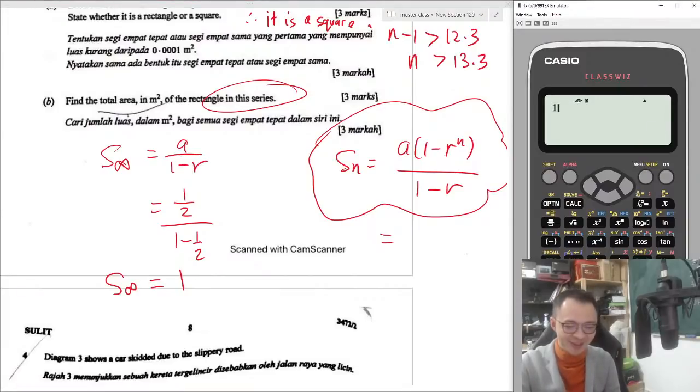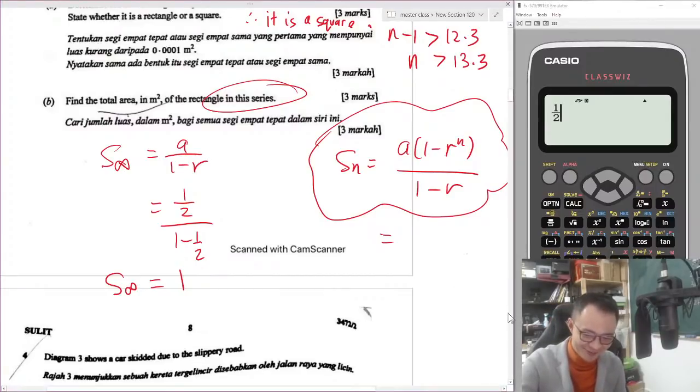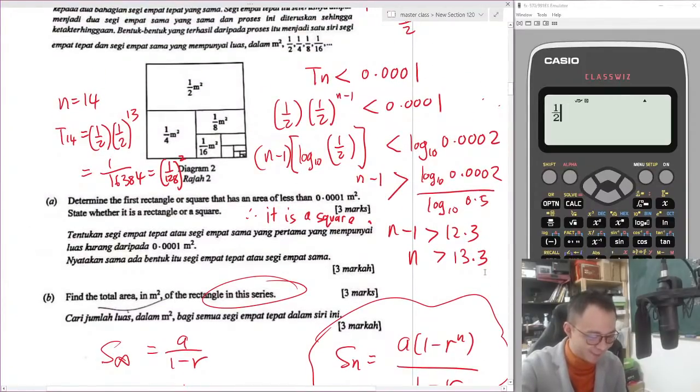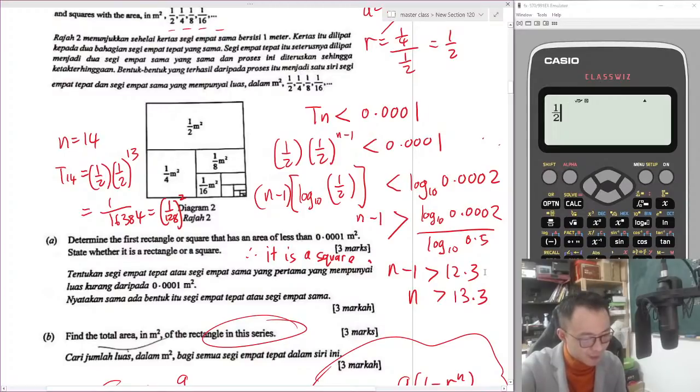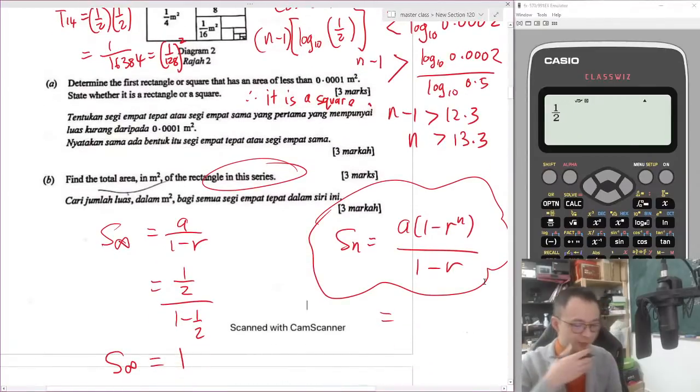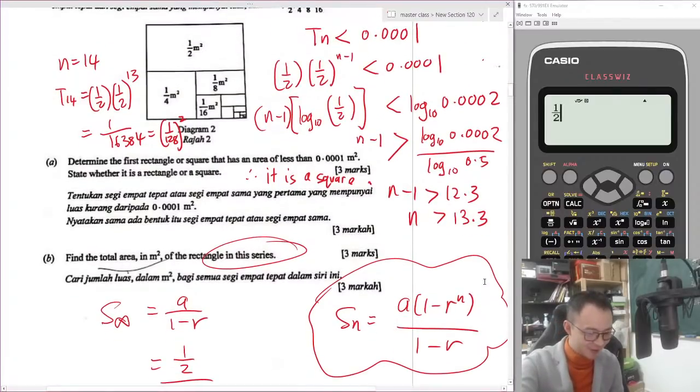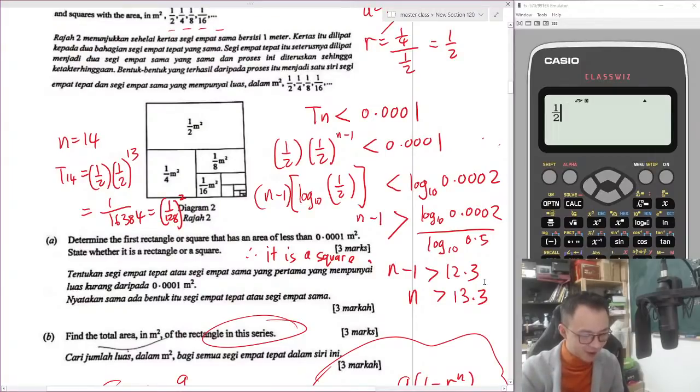Okay, the scheme says 2 over 3. Am I making any mistake here? Find the total area of the rectangle in this series. Yeah, 1 over 2 divided by 1 over 2 is not 1... so let me see. First term is 1 over 2, right? r is 1 over 2. 1 minus 1 over 2 is 1 over 2. 1 over 2 divided by 1 over 2 is 1, isn't it? r is 1 over 4.